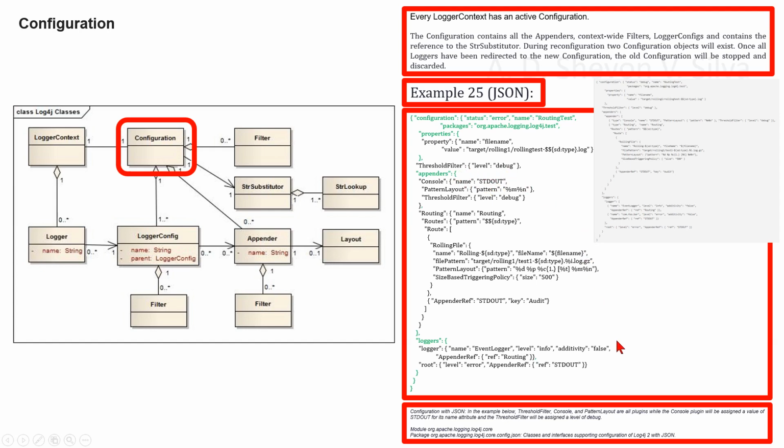The package org.apache.logging.log4j.core.config.json in module org.apache.logging.log4j.core contains API classes and interfaces supporting configuration of Log4j 2 with JSON. In addition to XML, Log4j can be configured using JSON. The JSON format is very similar to the concise XML format.